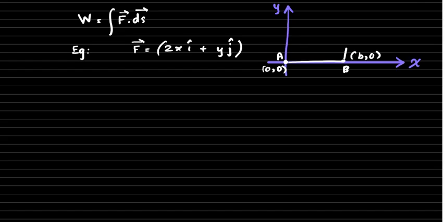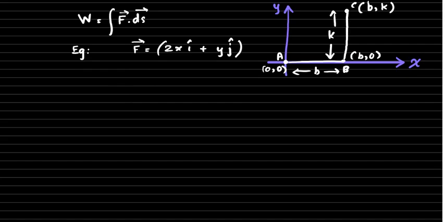And then the particle moved from point B to point C. The coordinates of point C are b comma k, let's say. So k is the y coordinate and here b is this distance AB. Okay. So if we were to find out the work done by this force in taking the particle from A to C, then we'll have to go according to the path that the particle followed.